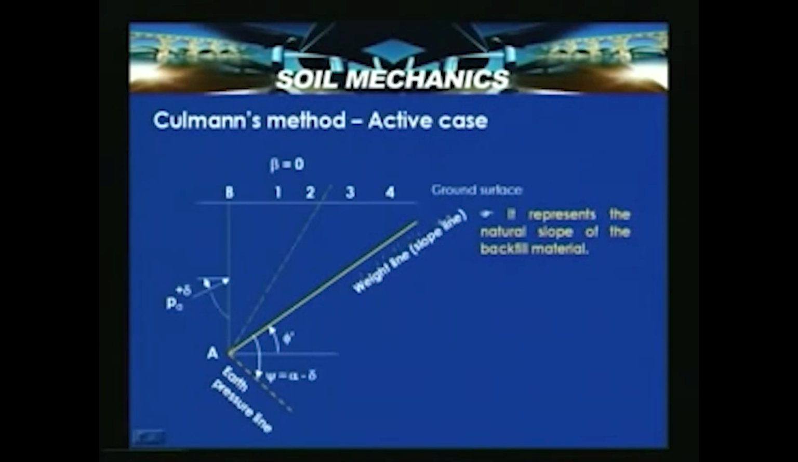Now draw the weight line or a slope line at an inclination phi dash with the horizontal. This represents the natural slope of the backfill, so this is drawn like this. Now draw trial wedges, like this is the first trial wedge. We do not know whether this qualifies as the potential failure wedge or not, so we need to draw a number of trial wedge surfaces. So this A1 is the first wedge surface, AB1 is the first wedge.